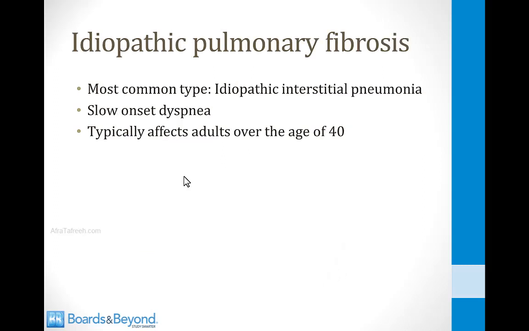So idiopathic pulmonary fibrosis is a collection of different disorders that all have a little bit different pathophysiology. The most common type is called idiopathic interstitial pneumonia. And this is a condition that gives slow onset dyspnea, usually to older adults over the age of 40. I've seen a number of patients with this in their 70s and 80s. And they present with slow onset dyspnea, and then chest x-ray or CAT scan shows that honeycombing pattern. And they have pulmonary fibrosis. And this is very difficult to treat. They often need to go on oxygen, and there aren't specific therapies to reverse the course of the disease.